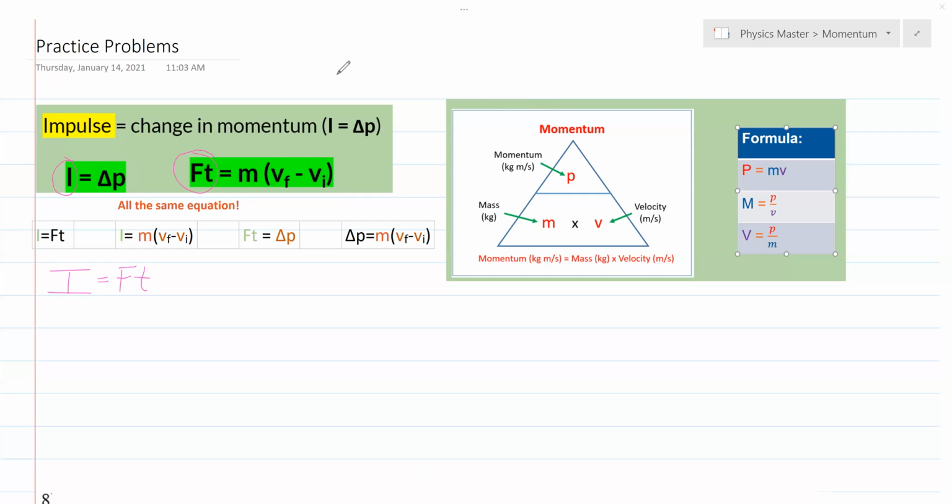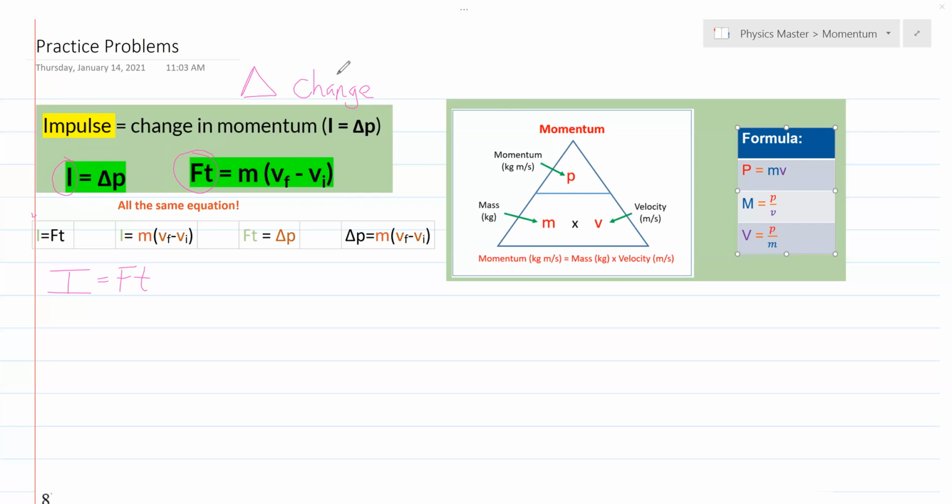Then it says I is equal to this triangle, which is called a delta. All it means is that something changed. For instance, I could say there was a delta in temperature today. Well, yeah, it was cold this morning and then it warmed up. So that's all that means.